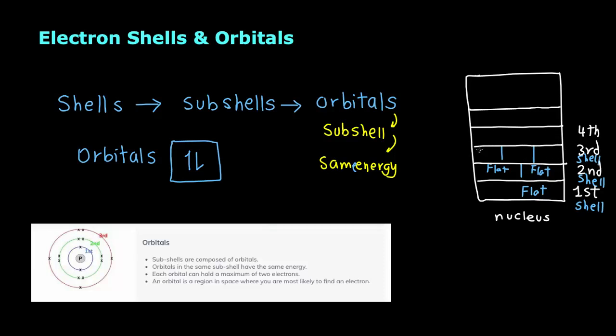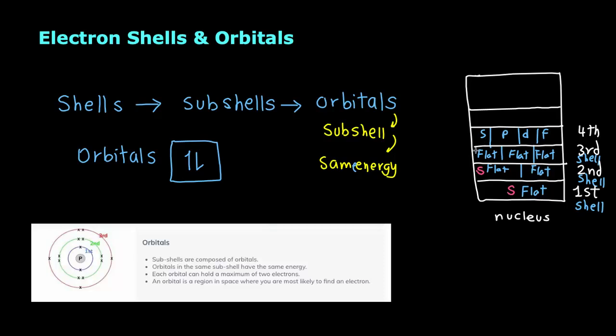In the third shell, or the third layer, or the third floor, there are three flats. So there are three subshells. And in the fourth and up, I have four subshells, which I will call S, P, D, and F. And this one, I will call the S flat.